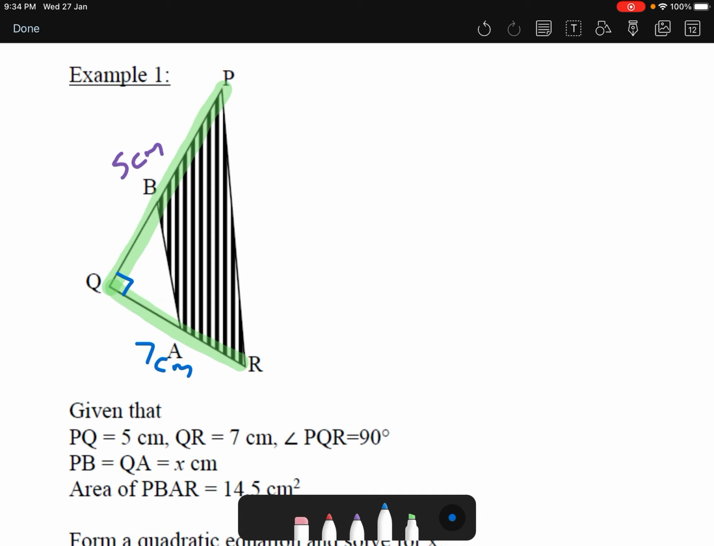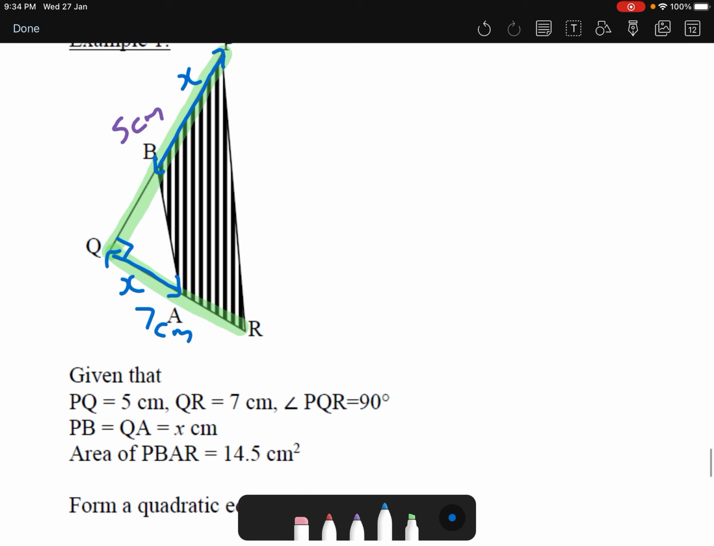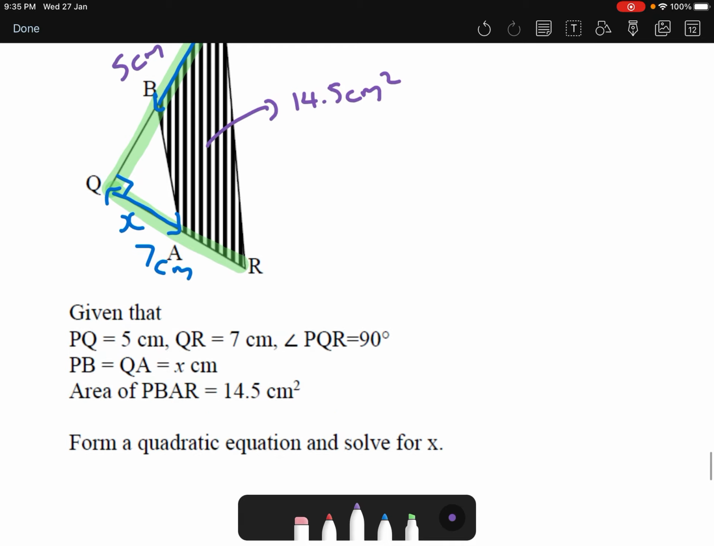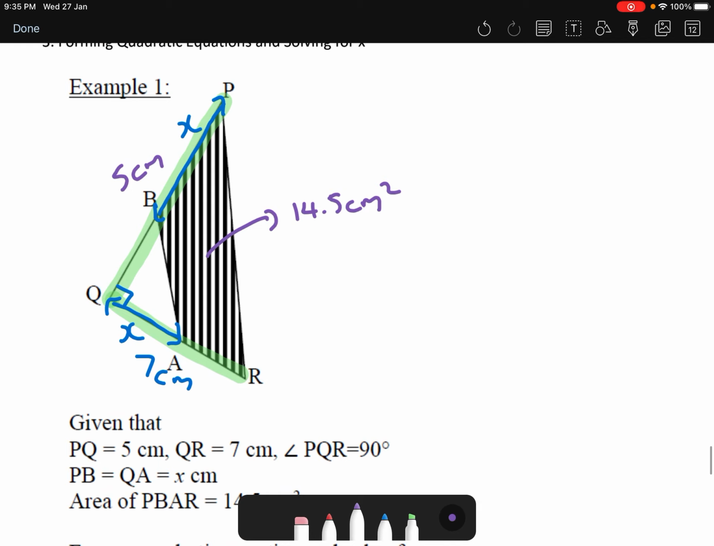They say that PB, this part, is x centimeters, and that QA is also x centimeters. QA is here. And the area of the shaded portion PBAR is 14.5 cm square. So we are asked to form a quadratic equation, and then of course we need to solve for x. First of all, we need to base on all this information to solve.